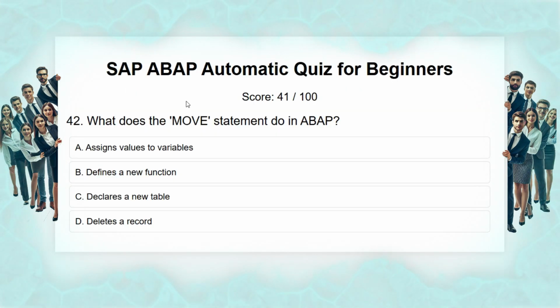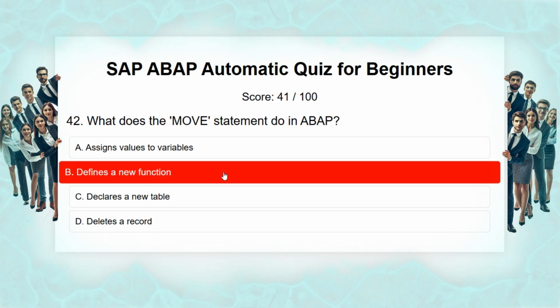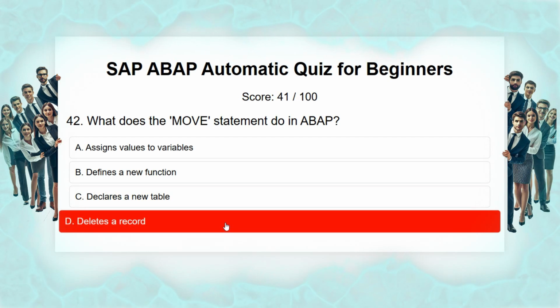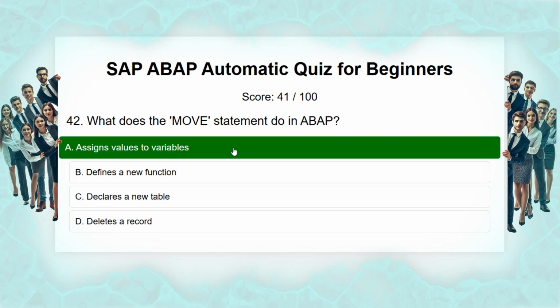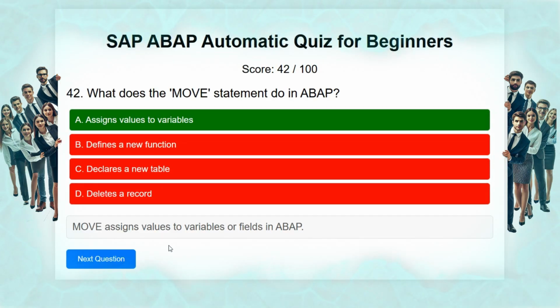42. What does the move statement do in ABAP? A. Assigns values to variables. B. Defines a new function. C. Declares a new table. D. Deletes a record. Correct answer. Move assigns values to variables or fields in ABAP.